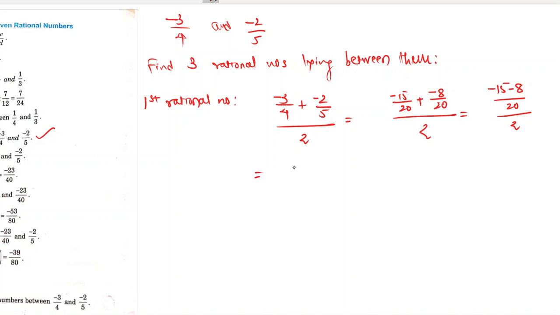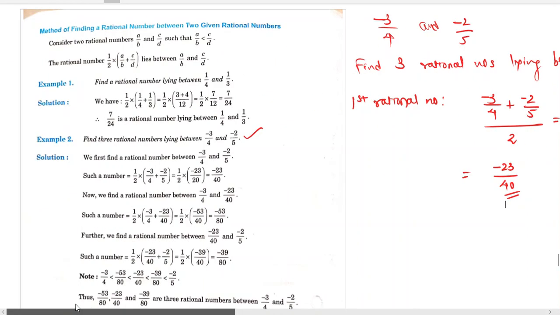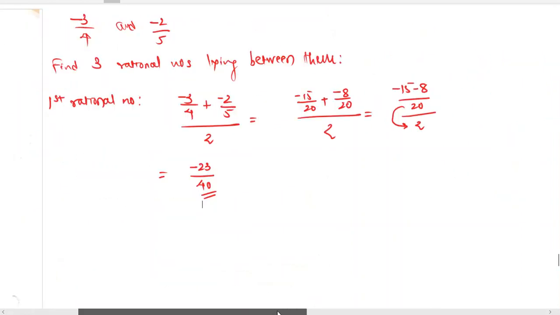So this will be minus 15 minus 8 is minus 23 by 20, which will go down and multiply here. So it will become minus 23 by 40. So minus 23 by 40 is the first rational number between the given two rational numbers. Let's check our answer. It's correct.